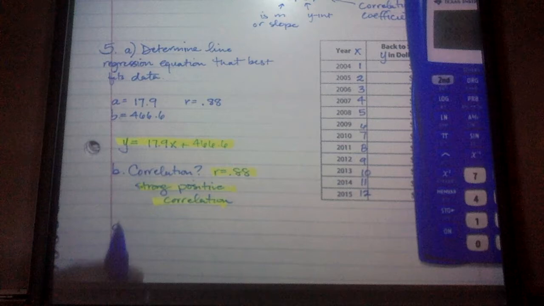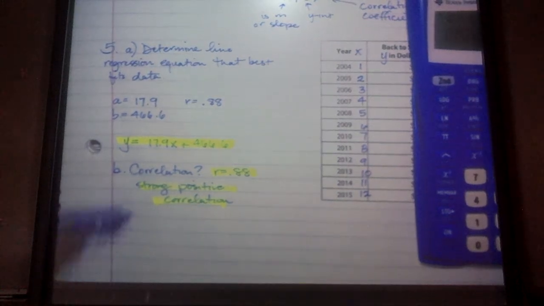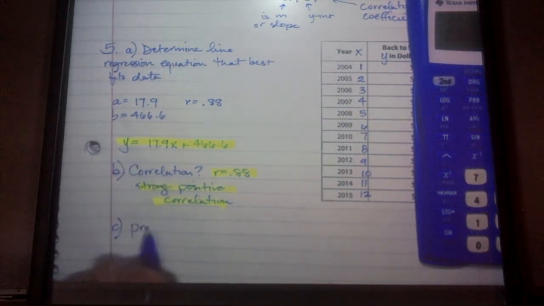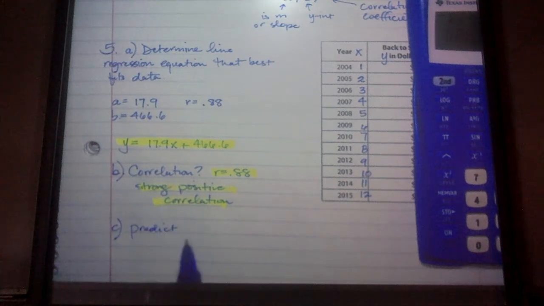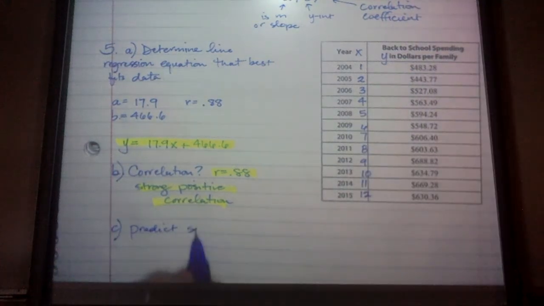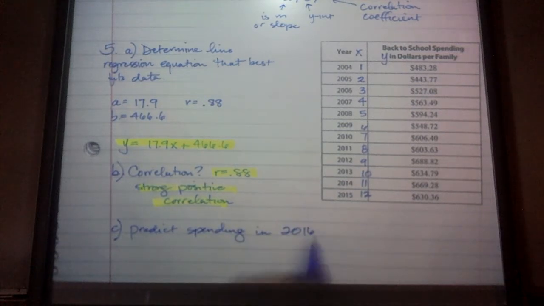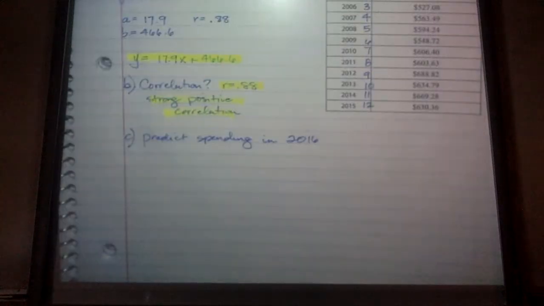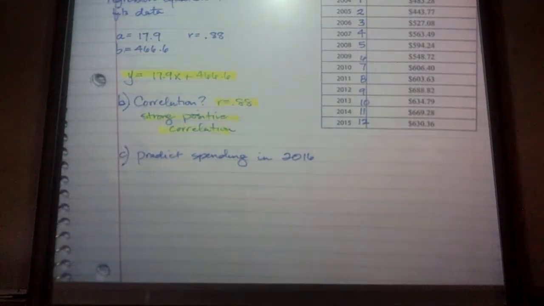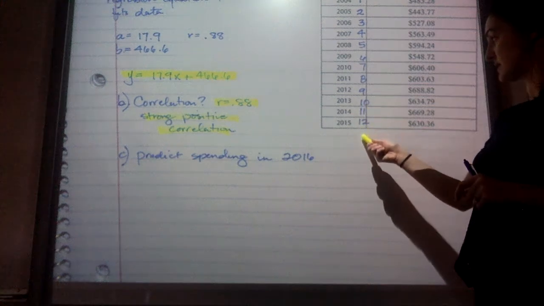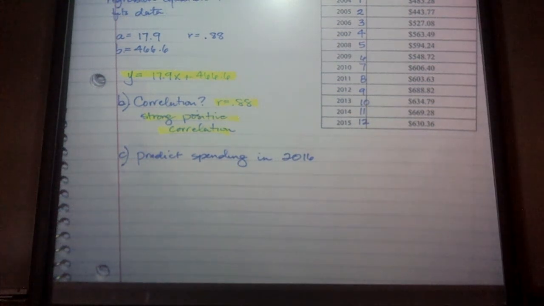And then using our equation, or maybe I should do that, A, B, C. Using our equation, to predict the spending in 2016. So, I have a nice equation and I'm going to use that. But first, I'm not going to enter 2016. 2016 would have gone right here, which means that x would be 13.